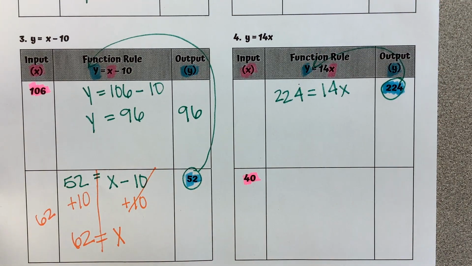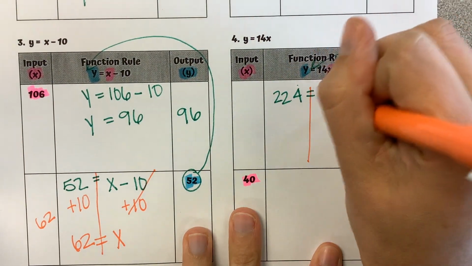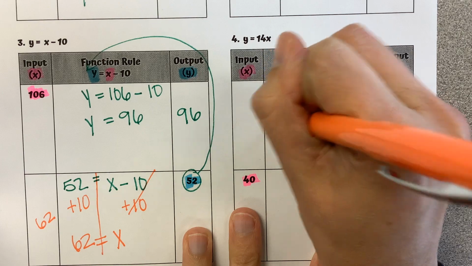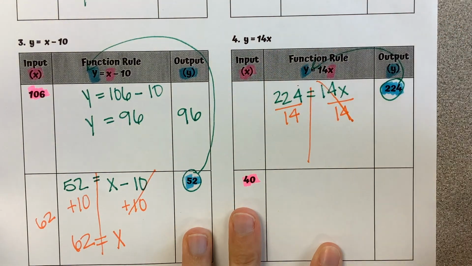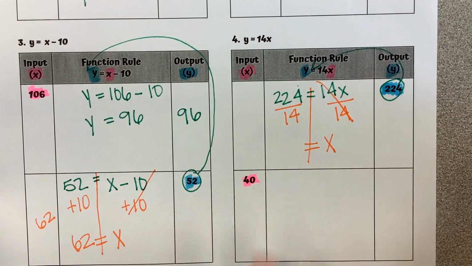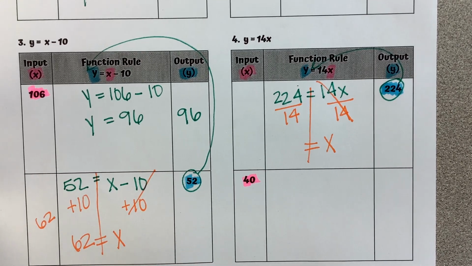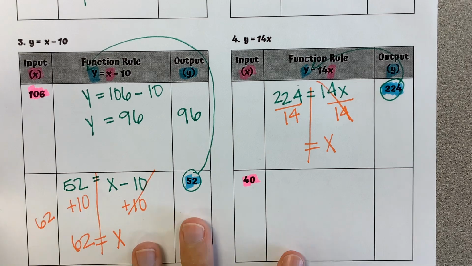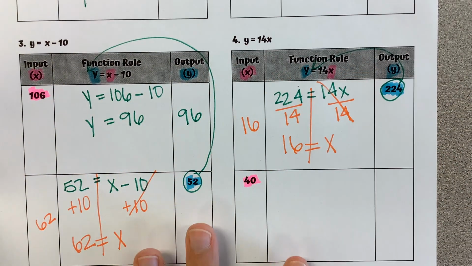We have an equation to solve then. X is being multiplied by 14. The opposite is to divide each side by 14. On this side, it cancels. We're left with just x equals 224 divided by 14 is 16. So our x value is 16.